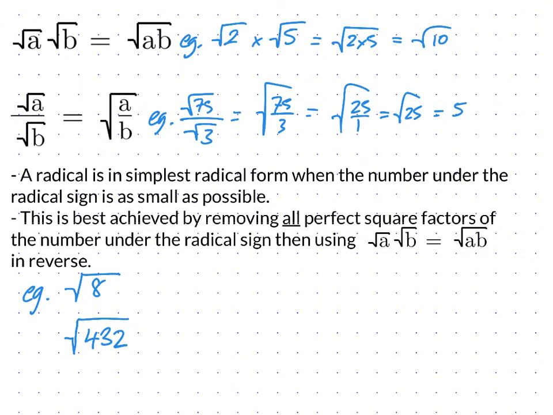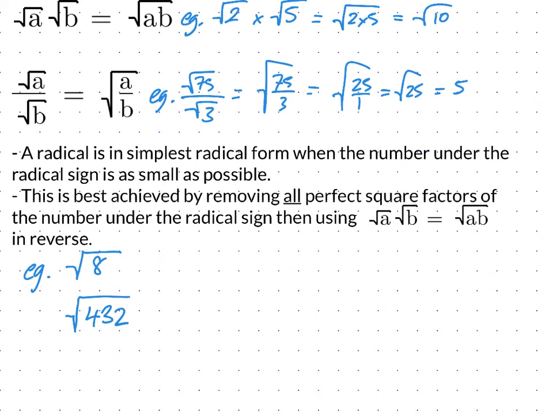So that's simplifying. A radical is in simplest radical form when the number under the radical sign is as small as possible. You achieve this best by removing all perfect square factors of the number under the radical sign, and then we use this law, but backwards. So we go from here back to here. We use that law in reverse.